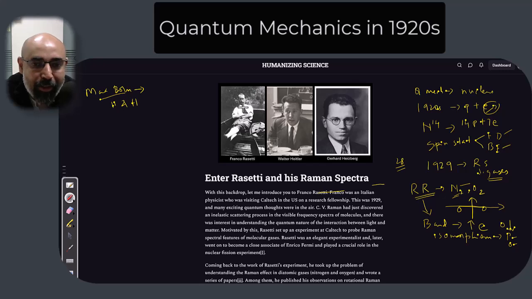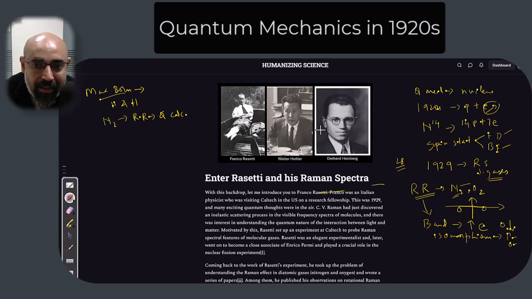They looked at Rasetti's paper and thought, okay, there is something very interesting in this paper. They went about looking at the nitrogen rotational Raman spectrum from a quantum calculations viewpoint. Herzberg was a very accomplished molecular spectroscopist, and I've also talked about him in one of my videos in the past. I will link to that too. And Walter Heitler was, of course, one of the greats in quantum theories.